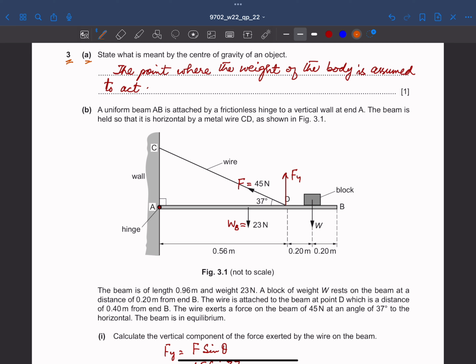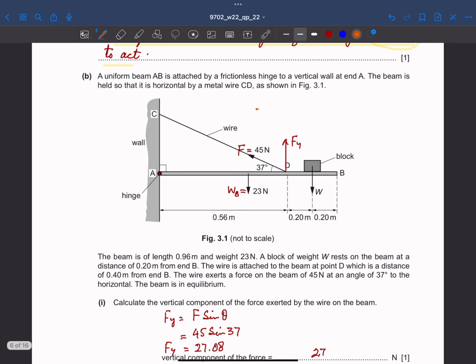So this is the simple definition of the center of gravity, and what we have written here is very simple: the point where the weight of the body is assumed to act. So be careful that whenever you are writing the definition of the center of gravity, this word assumed is very important, because the center of gravity is not actually a special point, but we are assuming that this is the point where the whole weight of the body acts. So be careful of this word, assumed.